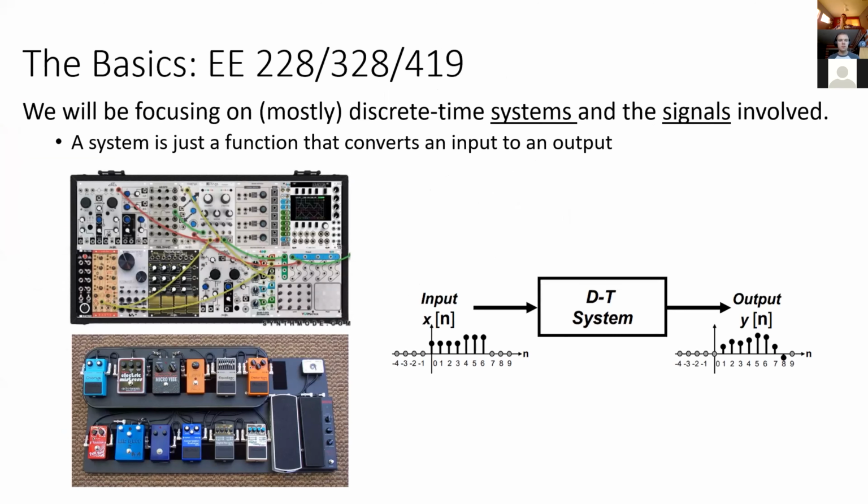So this workshop covers 3 different classes. It starts with EE228, that's your continuous signals. Then 328 is discrete time signals. And then 419 kind of mashes up the concepts from both of those and focuses more on the applications. And so we're going to try and get to 419 material as much as possible, just because it's a lot.